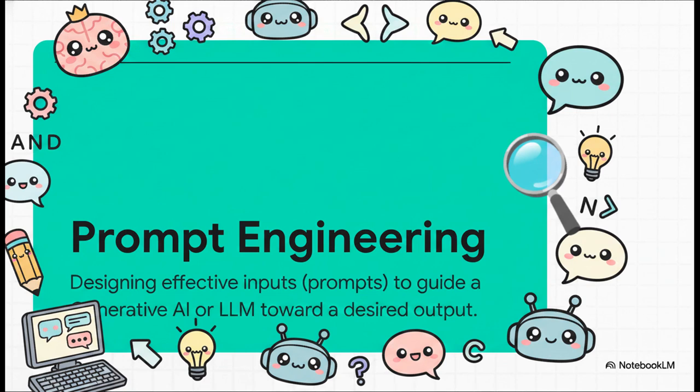Now, let's get into what is probably one of the most important skills in AI today, prompt engineering. This is literally the art and science of how you talk to an AI. It's all about crafting your instructions, your prompts, to be so clear and so precise that the model gives you exactly what you want every single time.